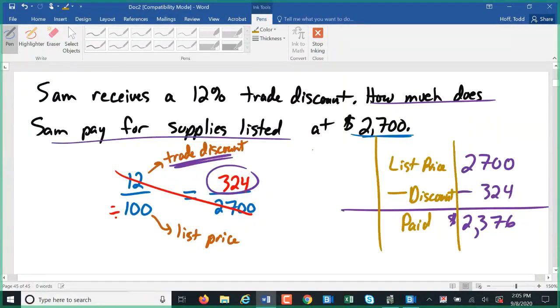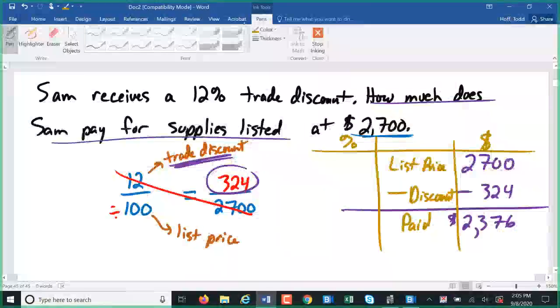Well, as we said, in a percent problem, every item is described by two numbers. One of those numbers is a percent. The other number is, in this case, a dollar amount or some other sort of numerical amount. So these are all dollar amounts over here, the 2,700, the 324, and the 2,376. The other side of this equation, remember, the list price was 100%. The discount was 12%. It's list price minus discount. Well, we can do the same with the percents. 100 minus 12 is 88%.